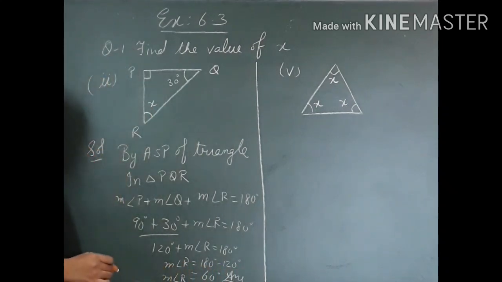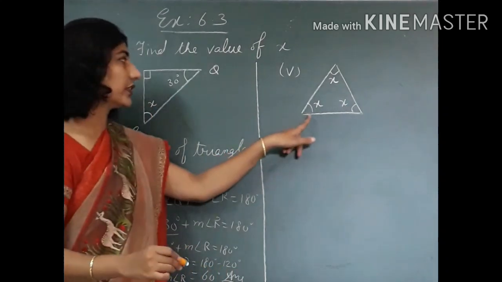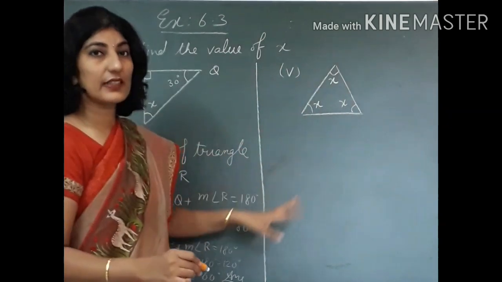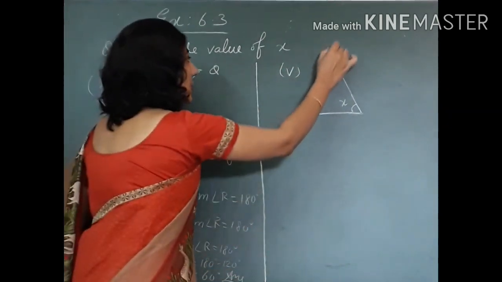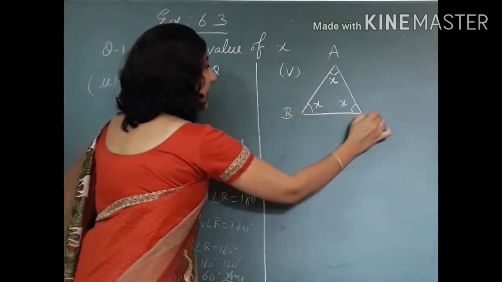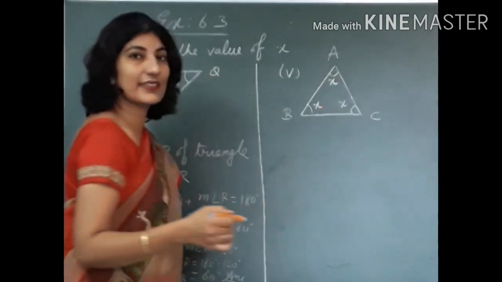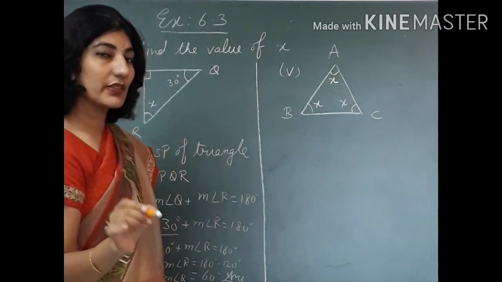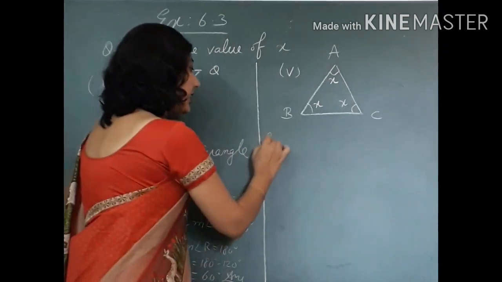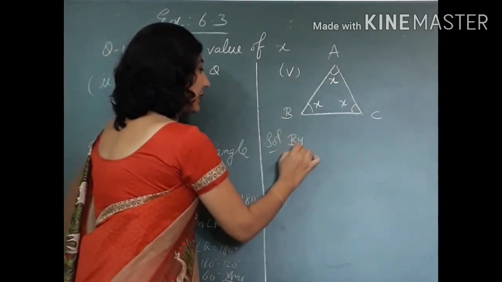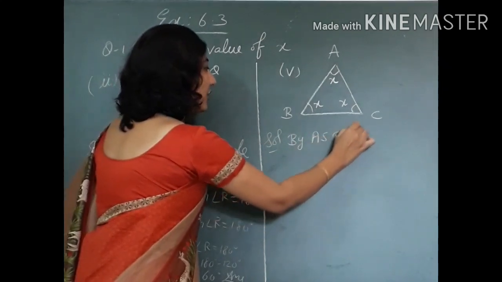Then I have taken the fifth part. In the fifth part, they have shown this triangle. No name of the triangle is given, so you can name it according to your convenience. I am naming it as triangle ABC. Three angles are marked and all three are x, x, x. No value is given, x, x, x is given. So again here we will write by ASP of triangle.